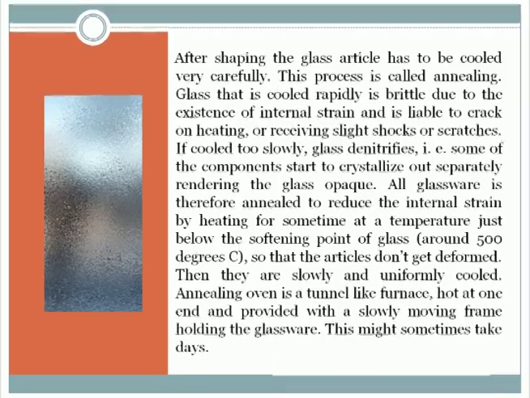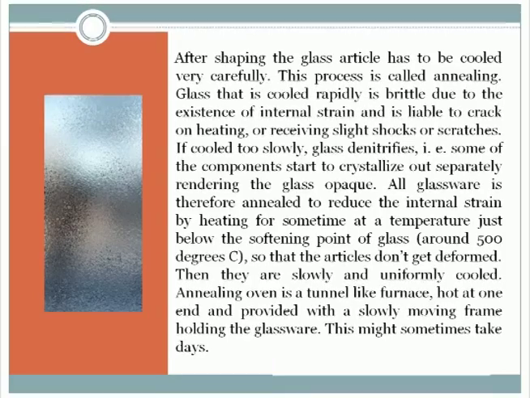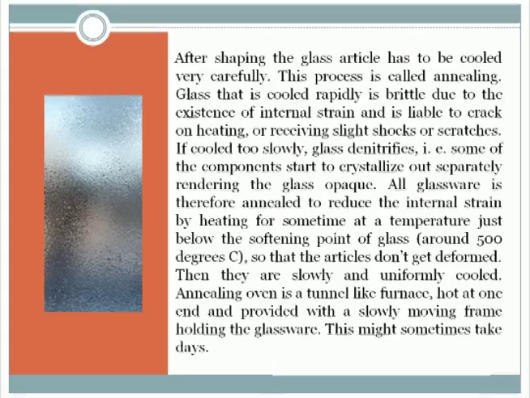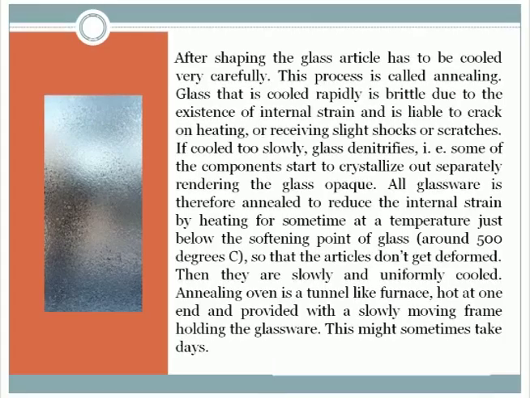All glassware is therefore annealed to reduce the internal strain by heating for some time at a temperature just below the softening point of the glass, around 500 degrees centigrade, so that the articles do not get deformed. Then they are slowly and uniformly cooled in an annealing lehr, a tunnel-like furnace, hot at one end and provided with a slowly moving frame holding the glassware. This might sometimes take days.